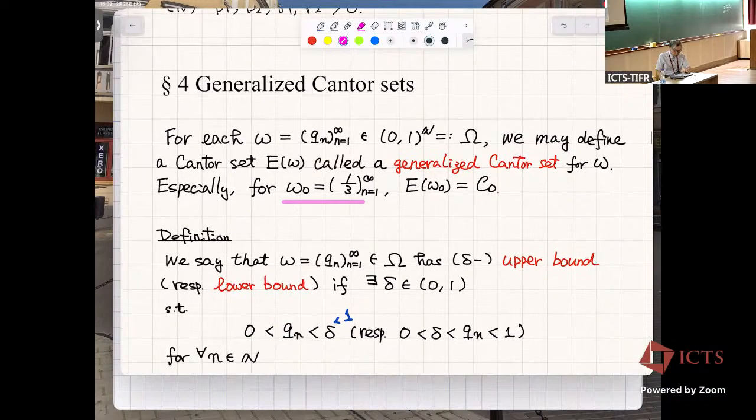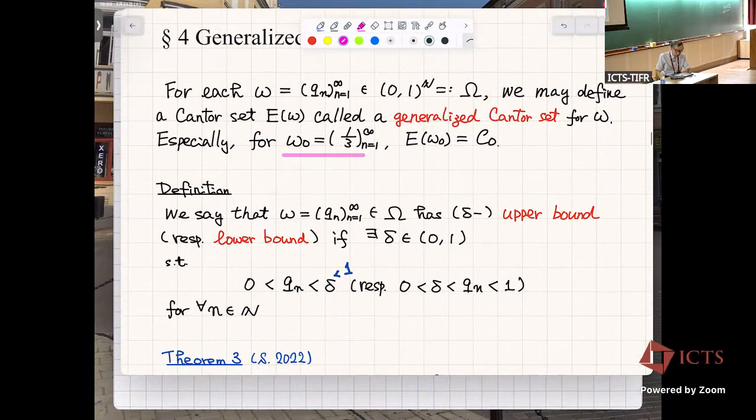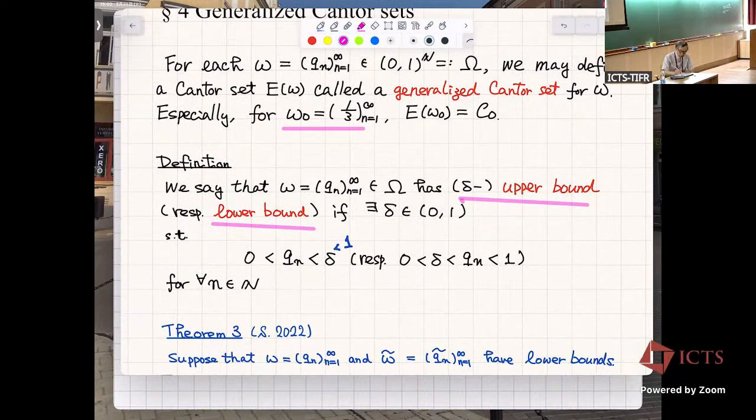And we say that this sequence has an upper bound delta, where delta is some number between 0 and 1, or a lower bound, if Qn is less than delta or greater than delta.